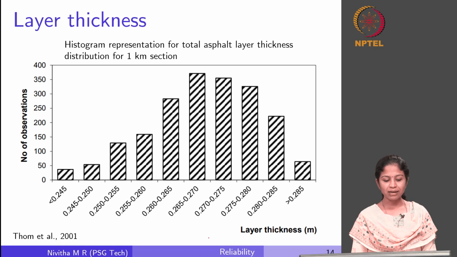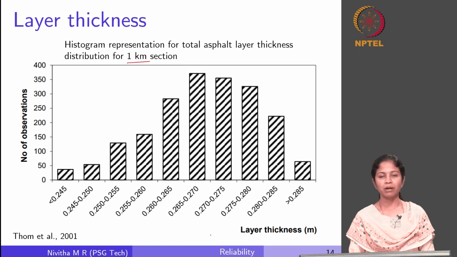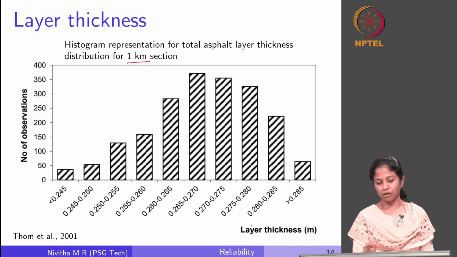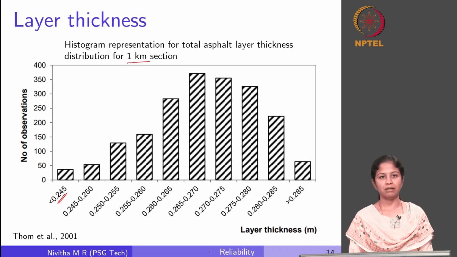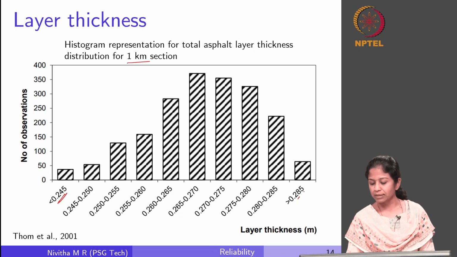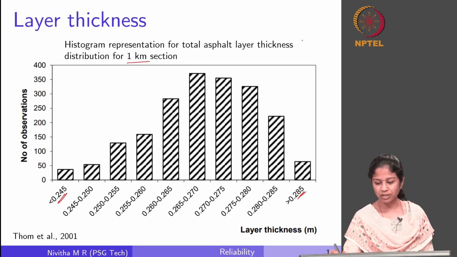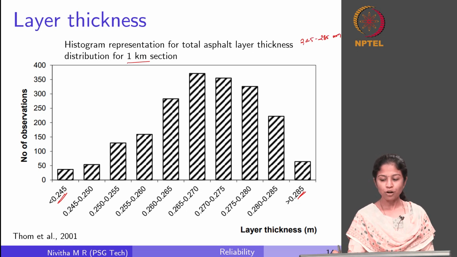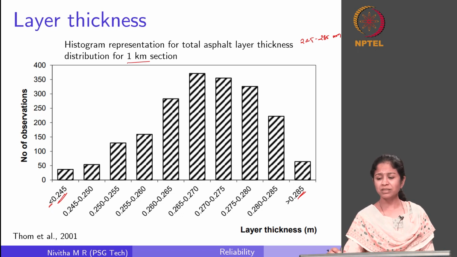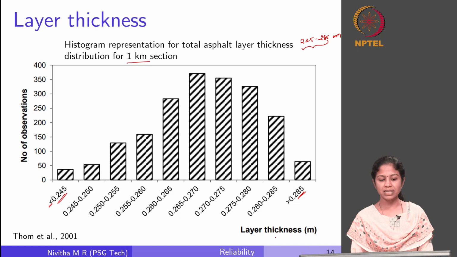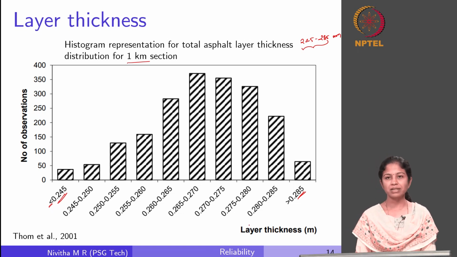Again, if I am representing that in the form of histogram for the total asphalt layer, for a 1 kilometer section, if I am taking measurements and drawing a frequency distribution, you can see there are few sections which have values as less as 245 mm, some greater than 285. So the range is somewhere between 245 to 285 mm. Again, we are not sure whether this is the exact range, but let me just assume that it is going to vary in this range. So this is the amount of variability that we are seeing for the layer thickness for the bituminous layer.